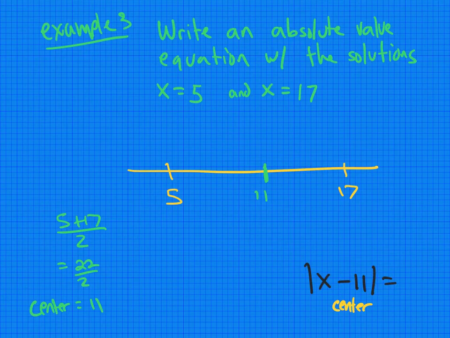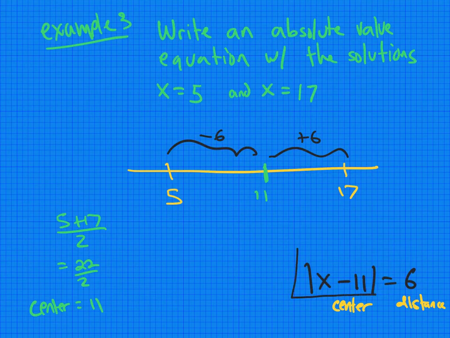And then I need the distance. Well, how far is the distance between 11 and those two solutions? 11 to 17 is plus 6. 11 to 5 is minus 6. So that distance is 6. This one represents the distance, so my equation is absolute value of x minus 11 equals 6. Let's try one more.